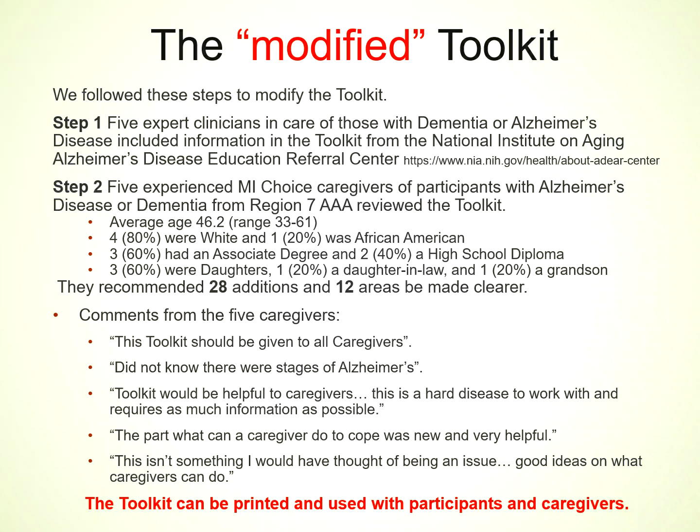After use of the toolkit, these 5 caregivers made the following statements. These toolkits should be given to all caregivers. I did not know there were 5 stages of Alzheimer's disease. The toolkit would be helpful to caregivers. This is a hard disease to work with and requires as much information as possible. The part, what can a caregiver do to cope, was new and very helpful. And finally, this isn't something I would have thought of being an issue. Good ideas on what caregivers can do.